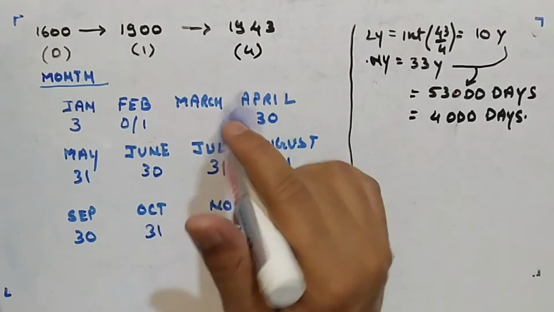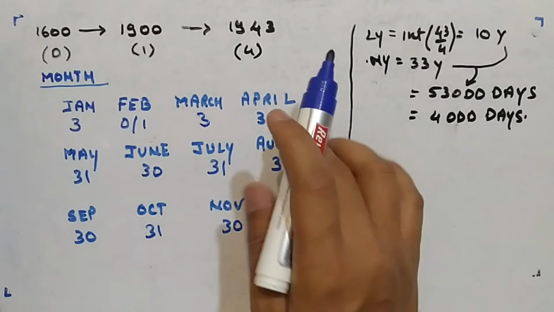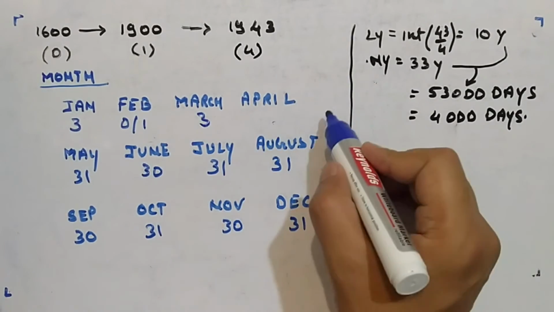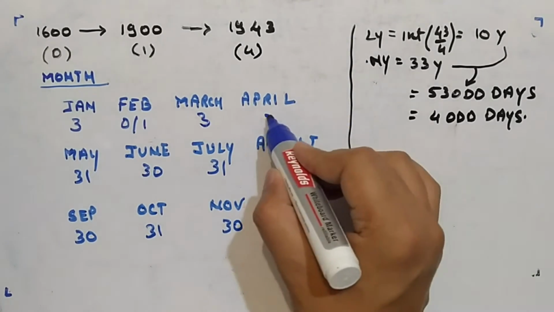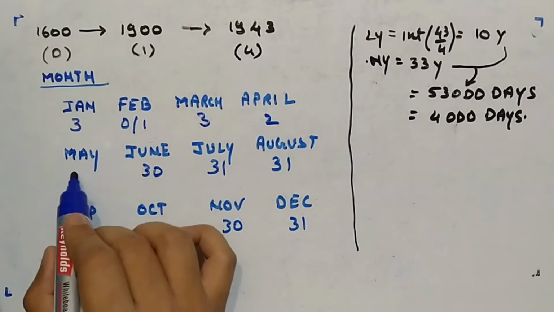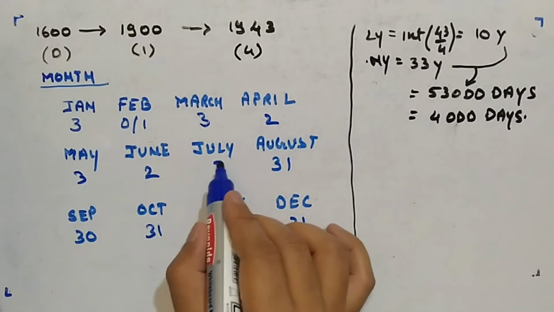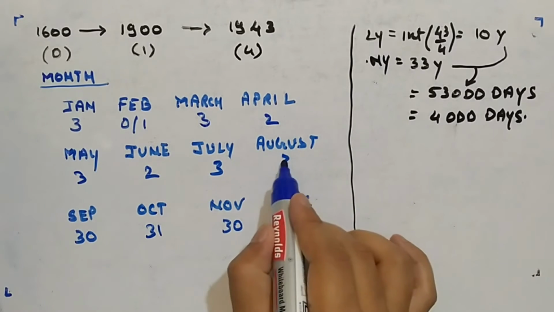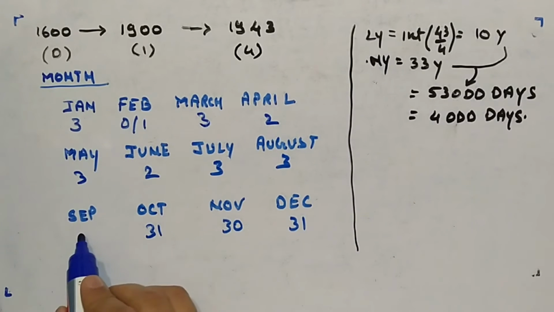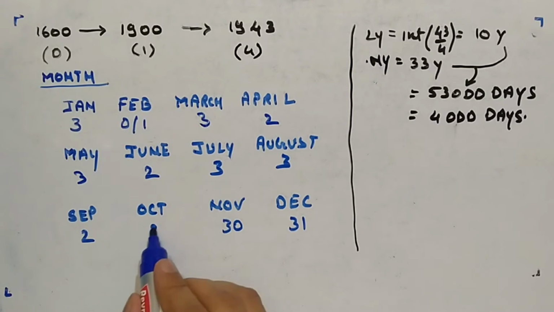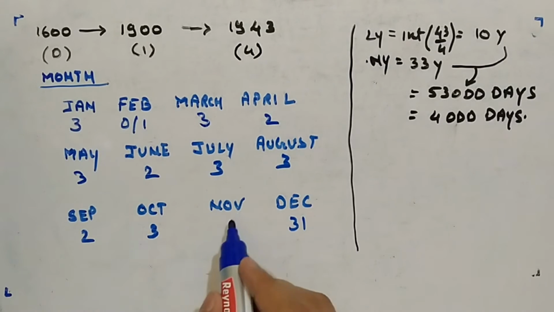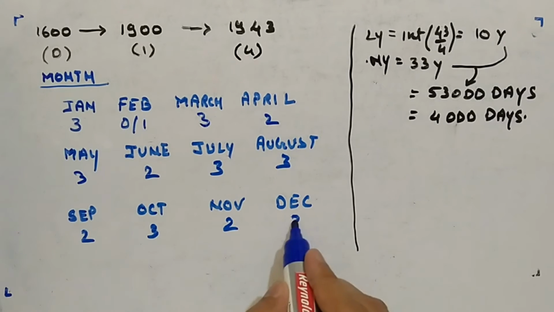Here also it is 3, just like this. Here it will be 2, since 7 into 4 is 28, and the remainder is 2. So 3, 2, 3, 3, 2, 3, 2, 3. This is something you have to remember.